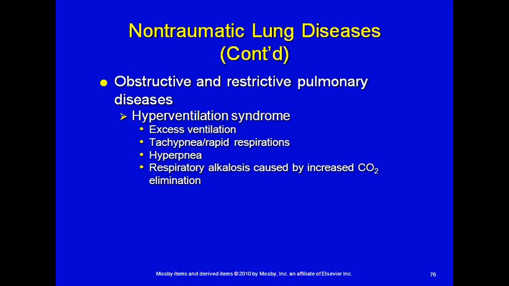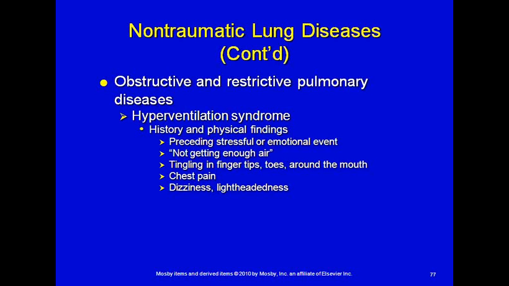Well, hyperventilation syndrome occurs when somebody excessively ventilates, when somebody breathes deep and rapid. So it's rapid breathing and deep breathing. Deep and rapid breathing is also called hyperpnea. And it can lead to respiratory alkalosis caused by increased CO2 elimination.